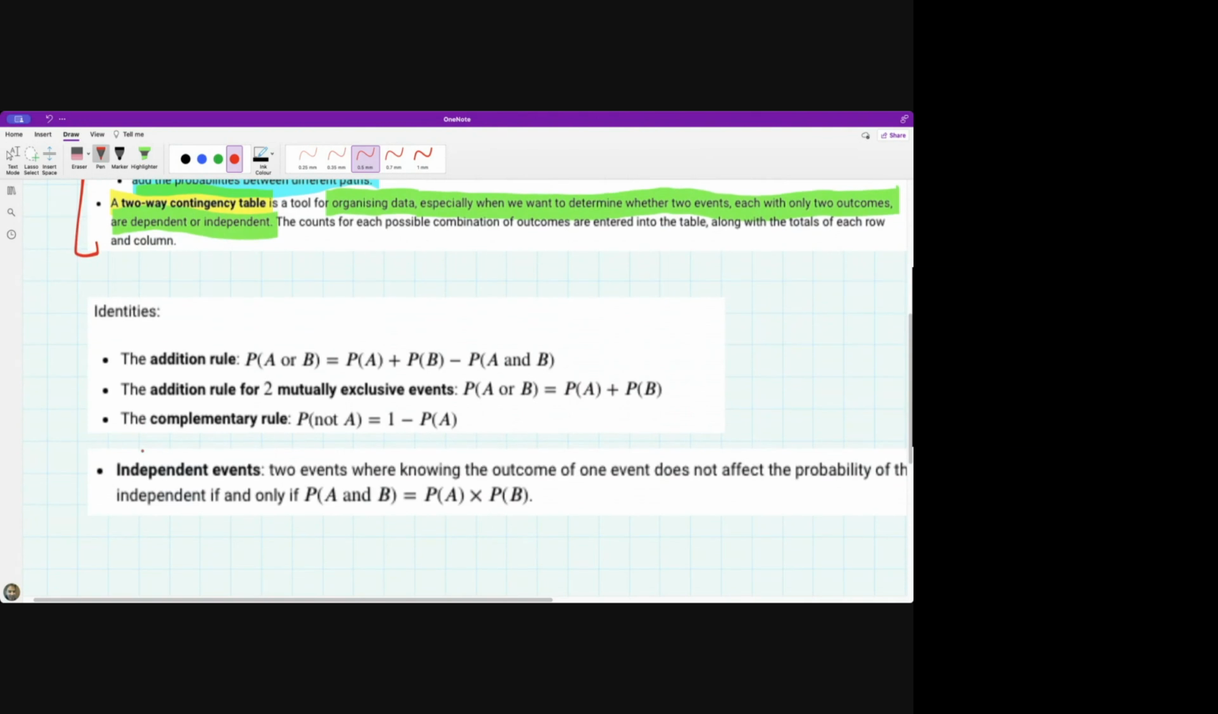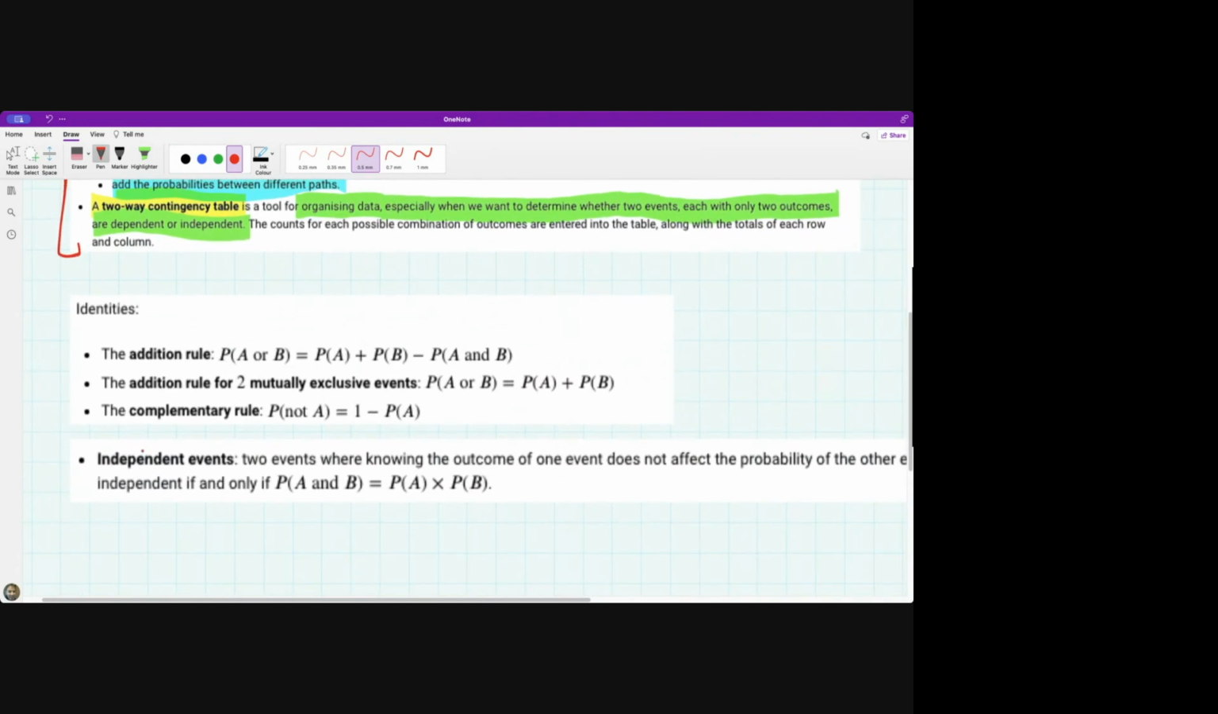Now, as we look back on this topic, there are some other identities that we need to be familiar with. There is something called the addition rule. If we've got any of these things and we want to work out one of the other things in the equation, we just sub it in. It's easier when you see them in an equation, but this is for mutually exclusive events. There's also something called the complementary rule.